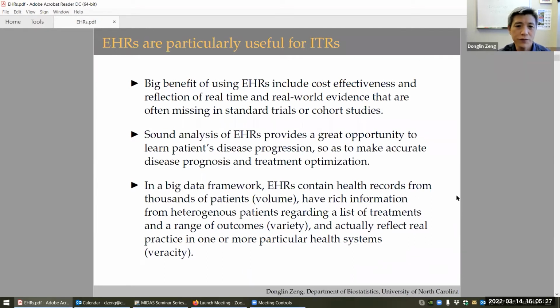Also, if you do a good job analyzing EHR data, you have a very good opportunity to understand disease progression and the heterogeneity within patients, so that you can get better disease prognosis and treatment optimization as well. And of course, the last point is the big data aspect, related to the volume of data, variety of data, veracity of data, and also other V's I didn't list here.